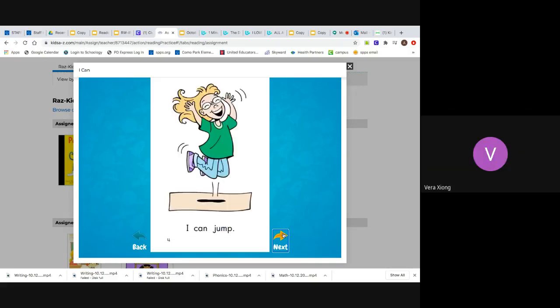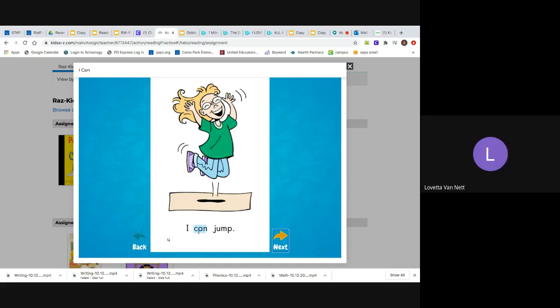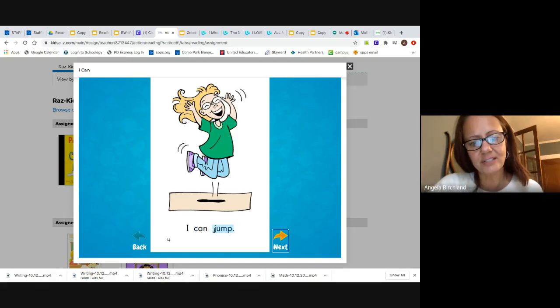Run. What is this girl doing? Jump. She's jumping. And we know that the first words I and can are going to be the same because that is the text pattern. And then here's the last word. What do you think that is? Jump. That's right. It says jump. And you can look at that beginning sound, that onset sound to help you. Use the picture and the first letter to help you.